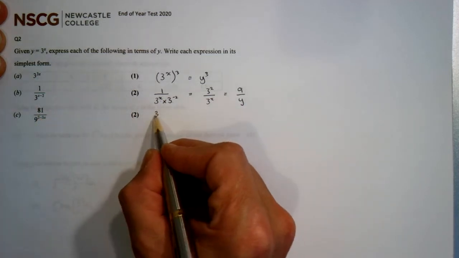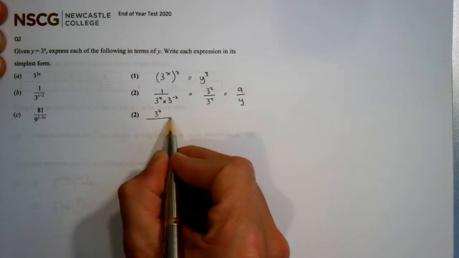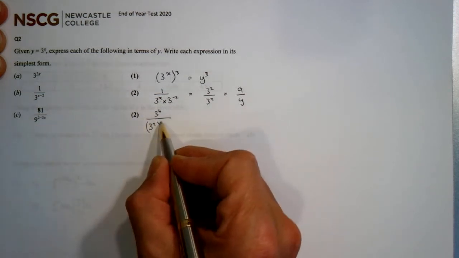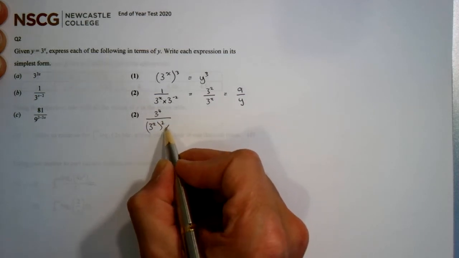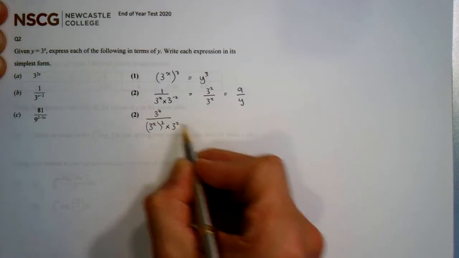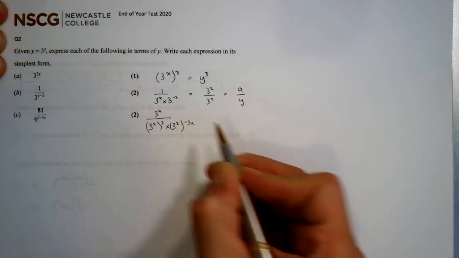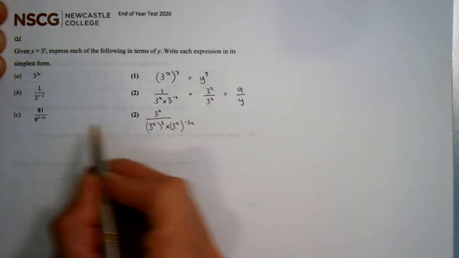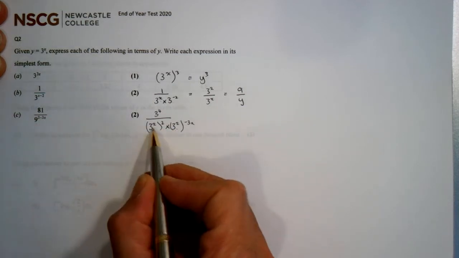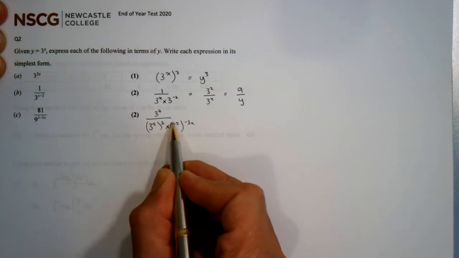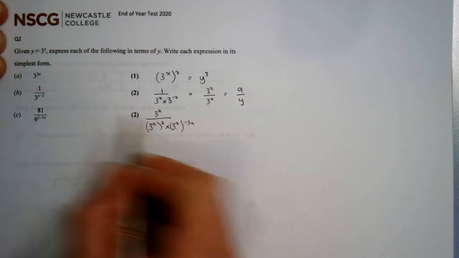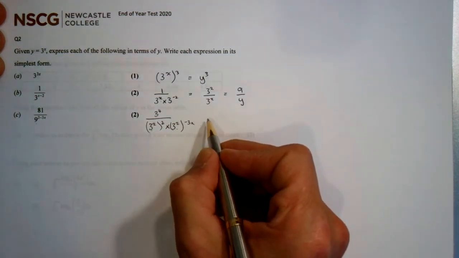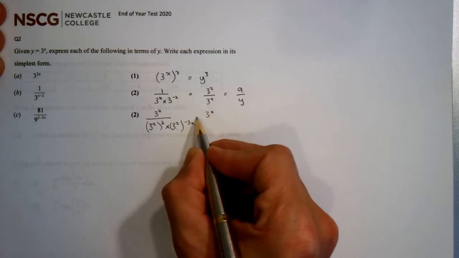This one, 81, is 3 to the power of 4. 9 is 3 squared, and I've got to do 3 squared, which is my 9, to the power of 2, times 3 squared, which is my 9, to the power of minus 3x. Alright? So there's 3 squared is my 9, and 9 to the power of 2 minus 3x is the same as 9 to the power of 2 times 9 to the power of minus 3x. And I've just rewritten 81 as 3 to the power of 4. So I've got 3 to the power of 4.